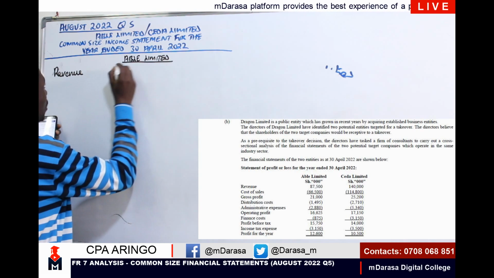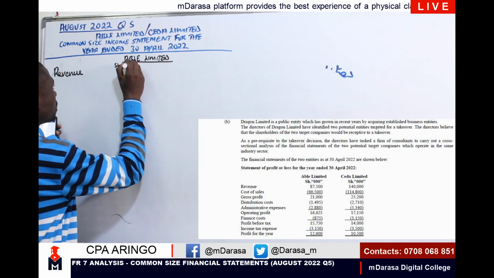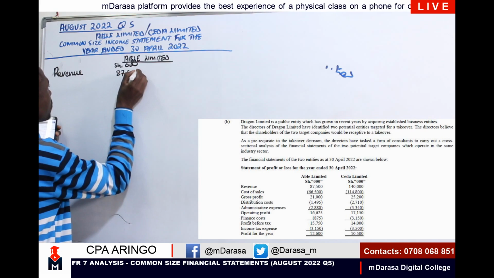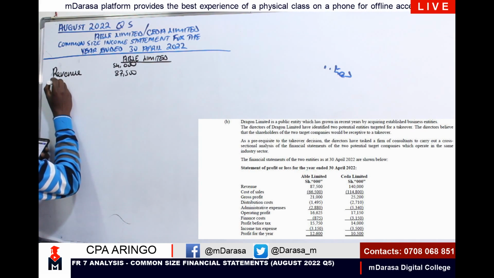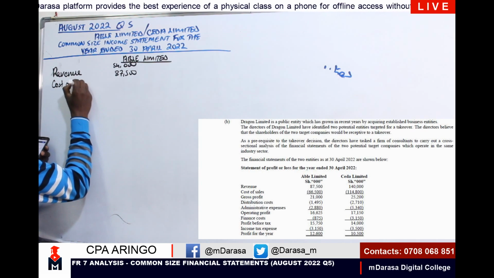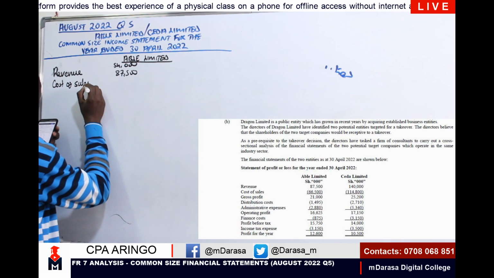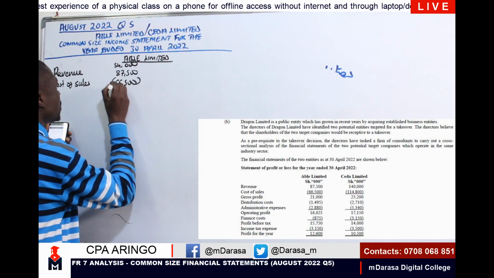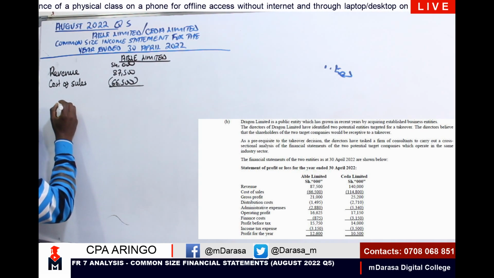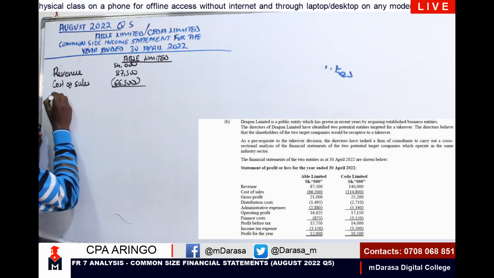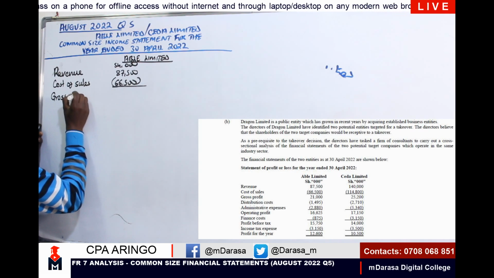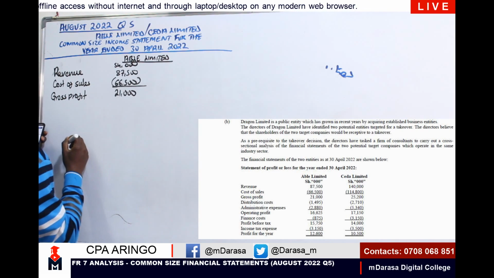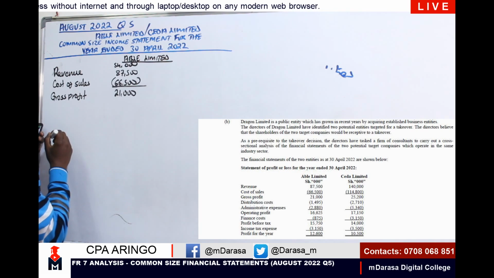Revenue, our figures are in thousands. Revenue, I'm given 87,500. We have cost of sales, which is 66,500. Then gross profit, I'm given 21,000.